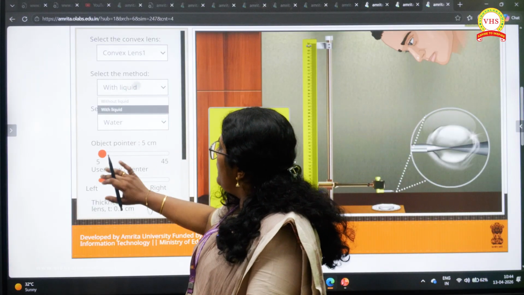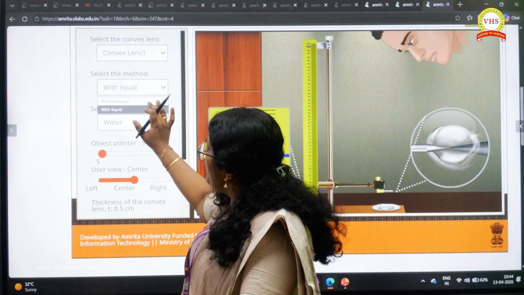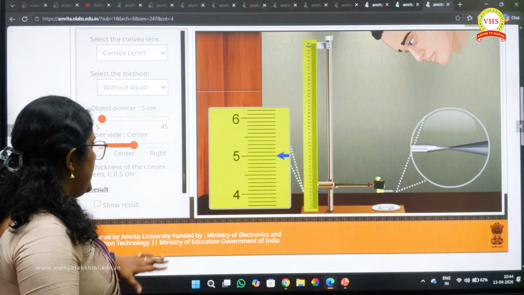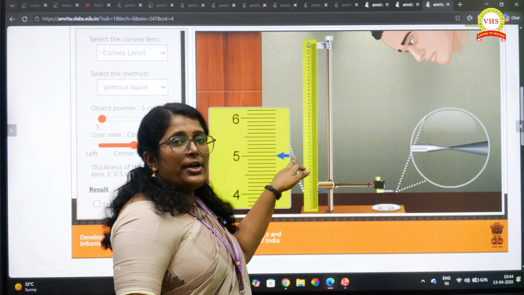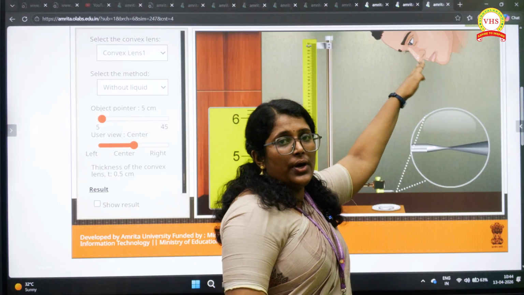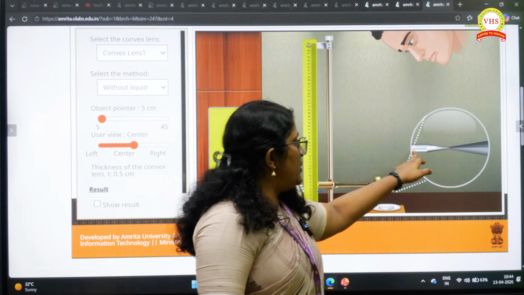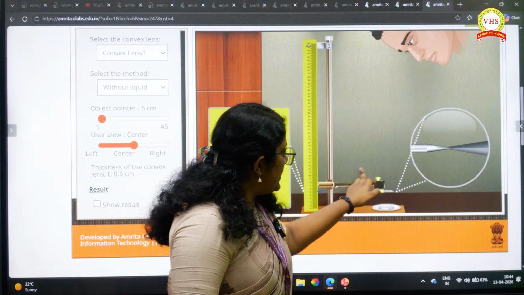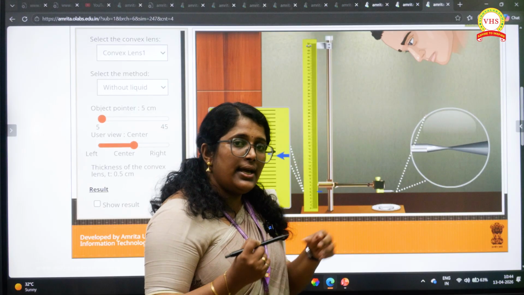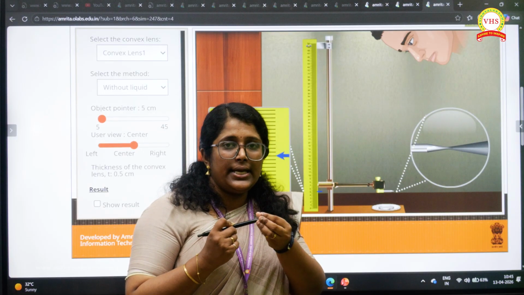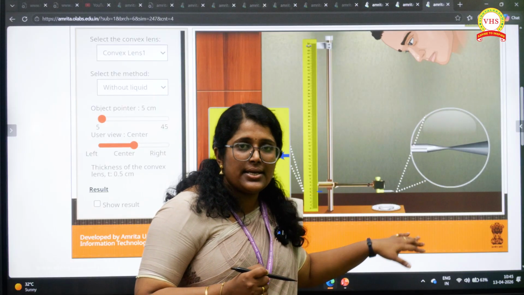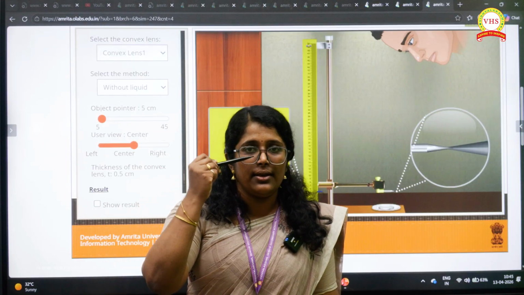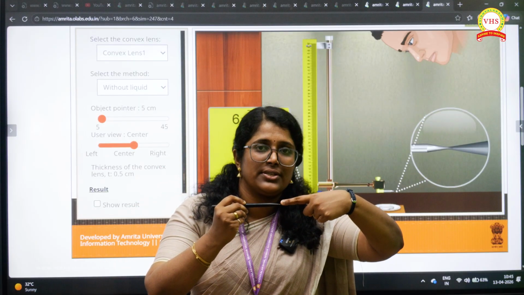First we will do without liquid, and I choose 1 lens only. In this simulation you can see the scale and the pointer, the way you look at this experiment. You can see 2 needles here. What are the 2 needles? The first is the original real needle. The rays will go down and touch the mirror and reflect back. So one is the actual object, another one is the image.